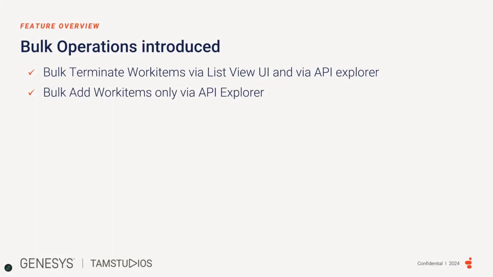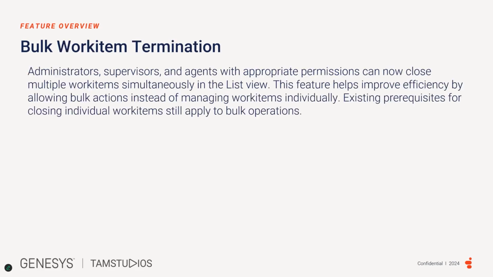Two bulk operations have been introduced to the work item automation pool of features. These are bulk terminate work items and bulk add work items. To efficiently manage work items after they have been created, supervisors needed the ability to perform a bulk terminate action. With this feature release, administrators, supervisors, and agents with appropriate permissions can now close multiple work items simultaneously in the list view. This feature helps improve efficiency by allowing bulk actions instead of managing work items individually. Note, existing prerequisites for closing individual work items still apply to bulk operations.